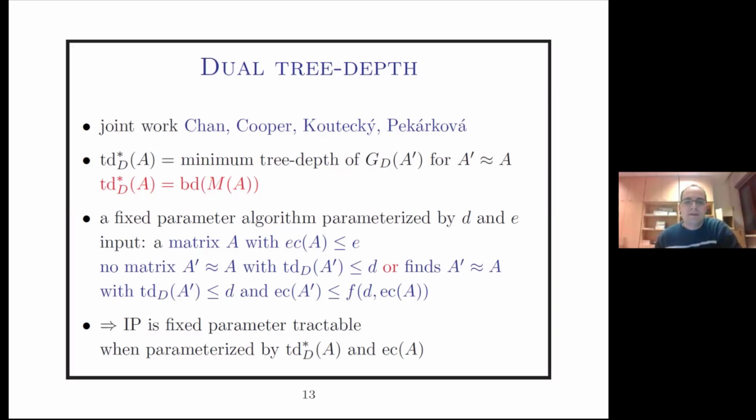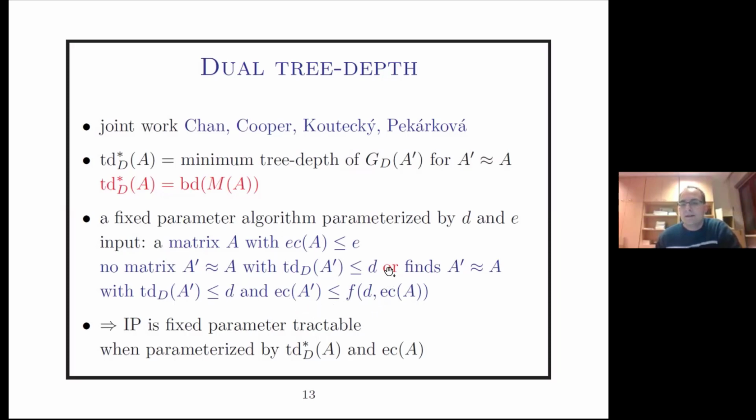And we managed to do much more here. We managed to design a fixed-parameter algorithm, parametrized by D and E, such that if I get a matrix A with bounded entry complexity, the algorithm either says that there is no matrix with a small dual tree-depth, meaning dual tree-depth at most D, or finds a matrix that has a small dual tree-depth, is row equivalent to the original one, and the entry complexity of that matrix is bounded by a function of D and the entry complexity of the original matrix.